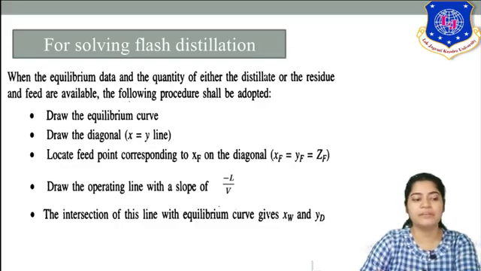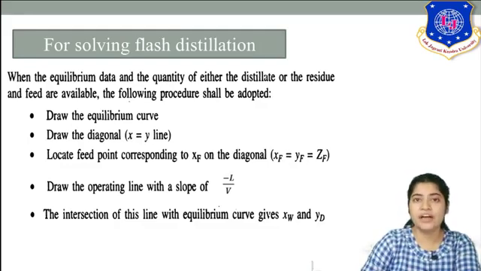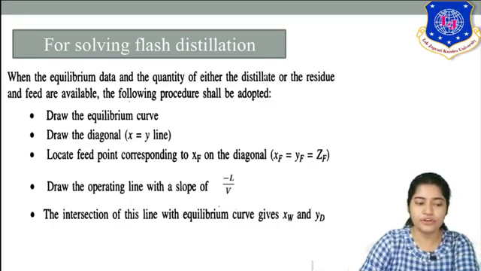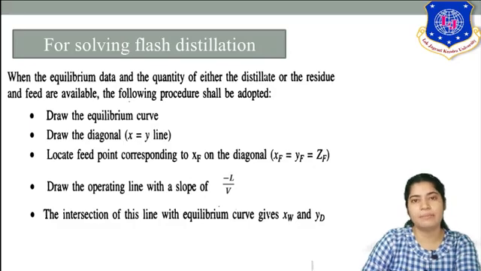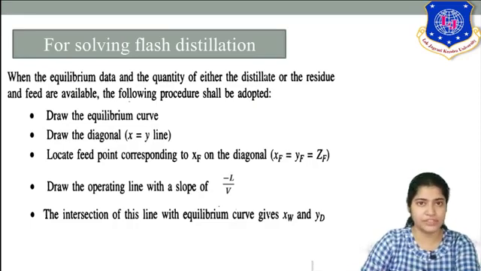Now locate the feed point corresponding to xF on the diagonal. The feed composition, the initial concentration, would be given in the question, and you have to plot that on the diagonal. Draw the operating line with the slope of minus L by V. Revise what the operating line was: starting from the diagonal, you draw an operating line with slope minus L by V. The intersection of this line with the equilibrium curve gives you the values of xW and yD.